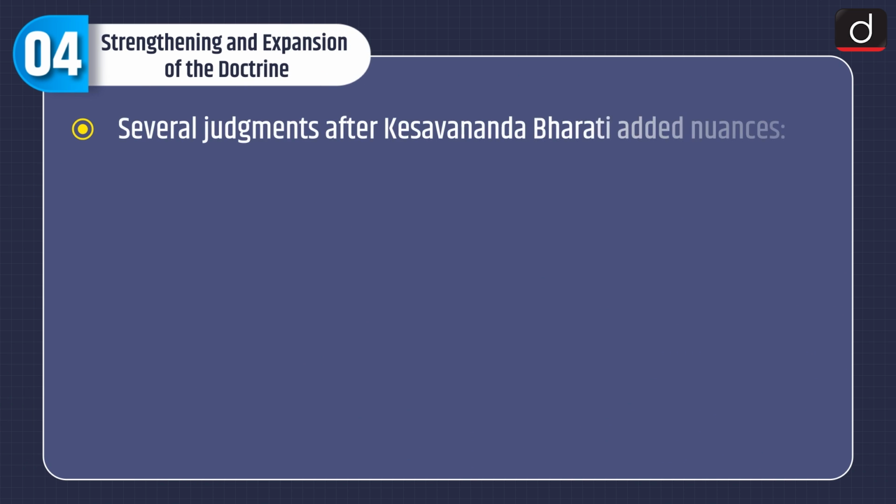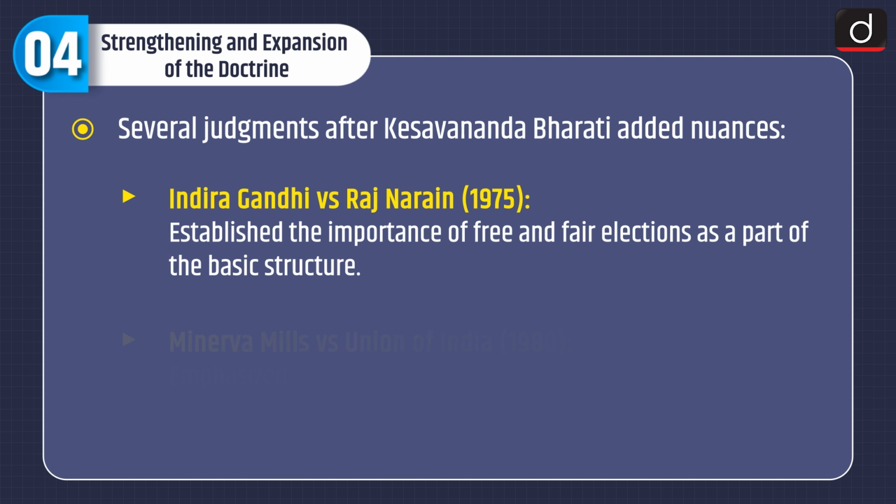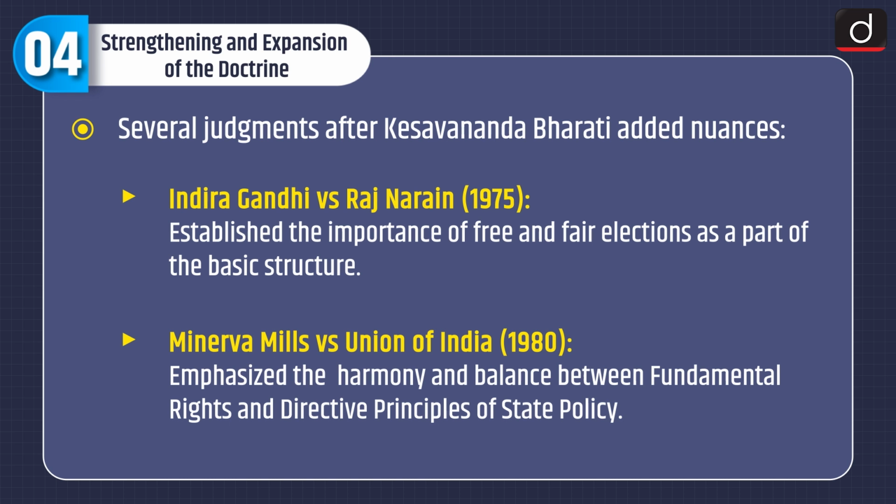Now let's discuss strengthening and expansion of the doctrine. Several judgments after Kesavananda Bharati added nuances. Indira Gandhi versus Raj Narain, 1975, established the importance of free and fair elections as a part of the basic structure. And Minerva Mills versus Union of India, 1980, emphasized the harmony and balance between fundamental rights and directive principles of state policy.